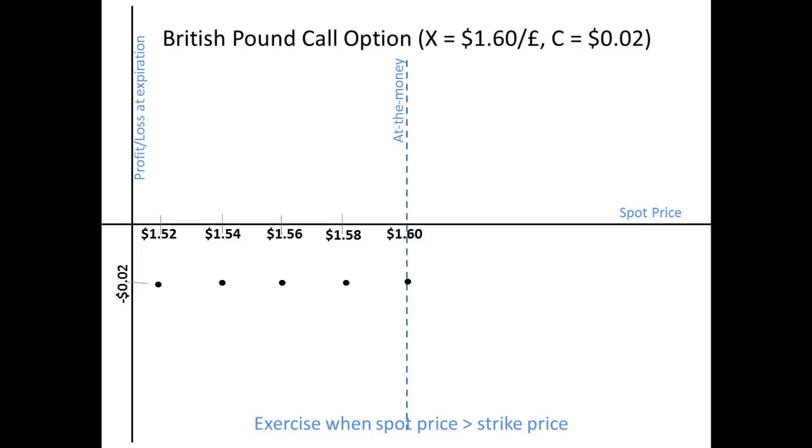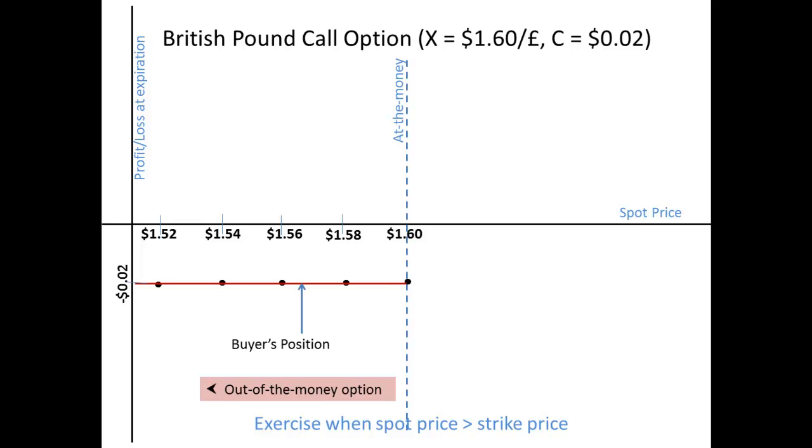So we have the following situation for the buyer. This option is out of the money for the prices below 1.60. When you stand to lose money by exercising the option, that option is out of the money.